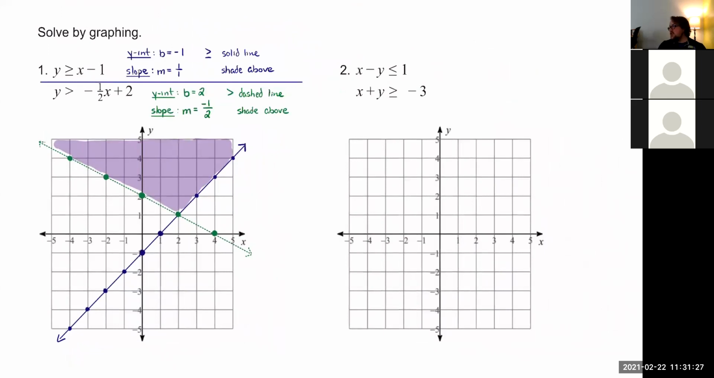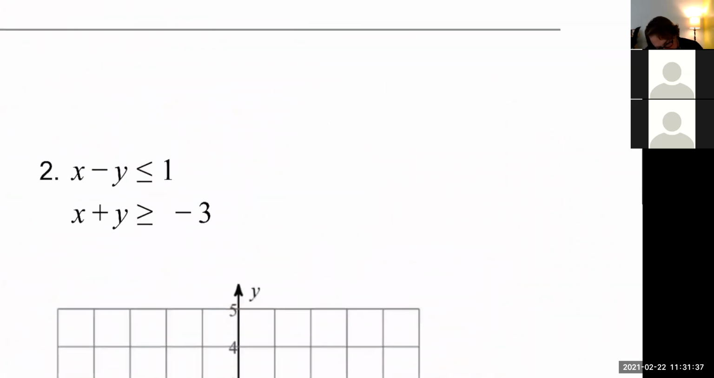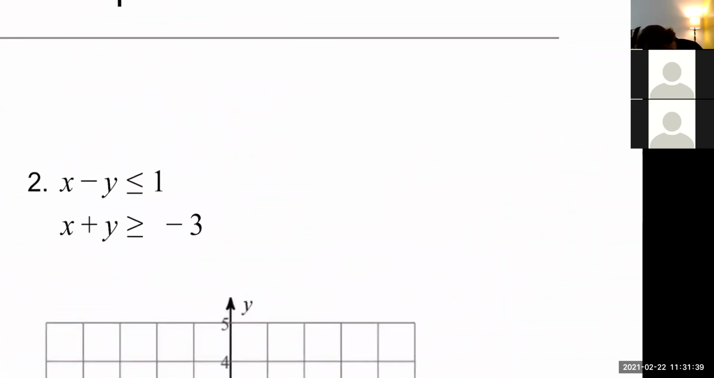What's a bummer about the second one? It's not in slope-intercept form, so we have a little bit of work to handle up front. Let me set up my workspace over here. The top one I'm going to write down first: 1x minus 1y less than or equal to 1.